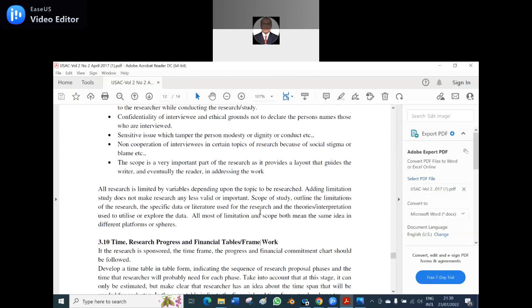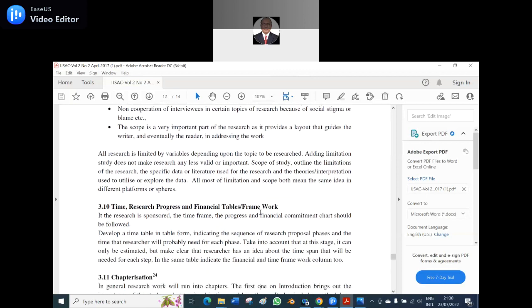And when you come to the matter of time and research progress, financial tables and framework: yes, if it is a sponsored research where a stakeholder has given you money to continue the research, or any NGO or foundation has given money to continue research in a particular field, in that instance we have to make a time frame and the research progress from time to time, and what the financial commitment would be, either in the form of stationery, or photocopying machines, or computers, and engaging apprentices to go to the fields for getting the data, that is empirical research, face to face, where he will ask the questions and get the information from them. So this table is very much essential.